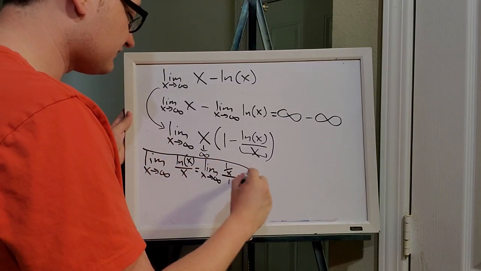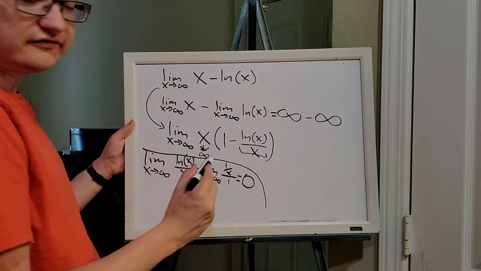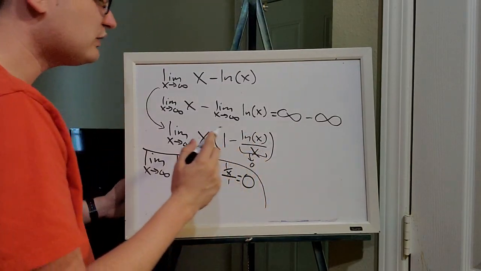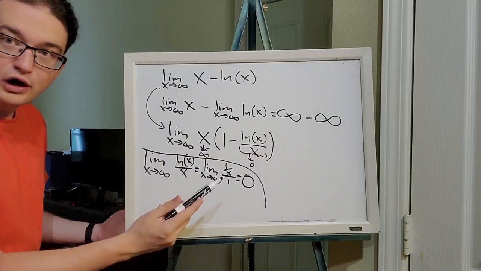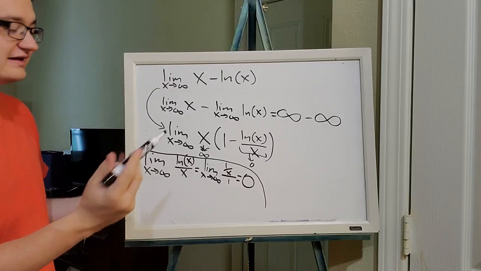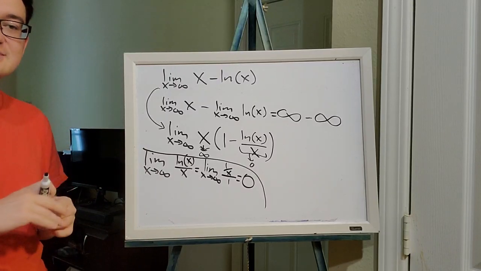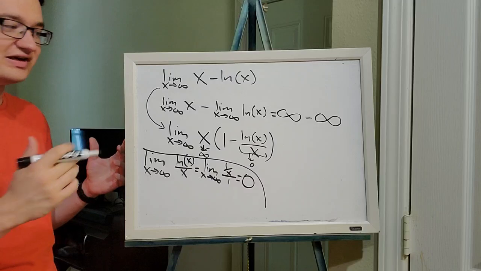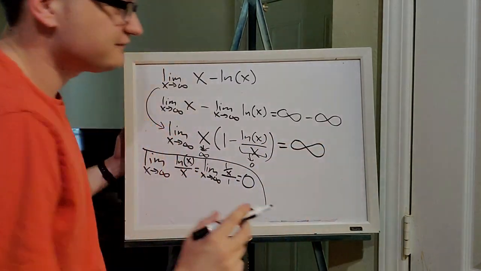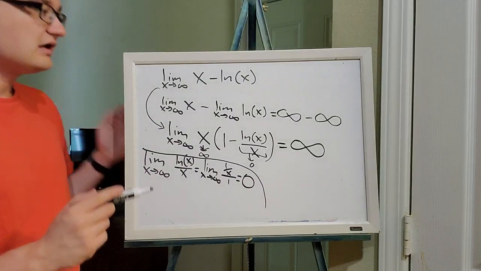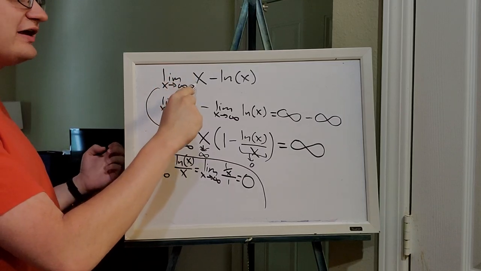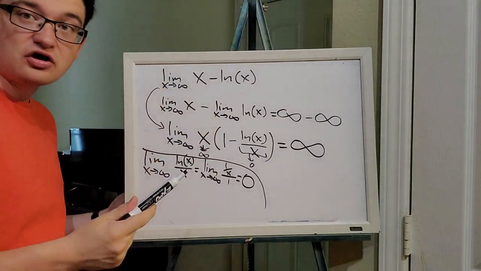So let me box this off a little bit. The x term goes to infinity. The natural log of x over x term goes to 0. We have infinity times 1. So what's infinity times 1? Infinity. Like it's not times 0. Anything times infinity is infinite. So this limit is going to go to infinity. That's our answer. Another way you could think about it, x goes to infinity, x gets bigger faster than the natural log of x.